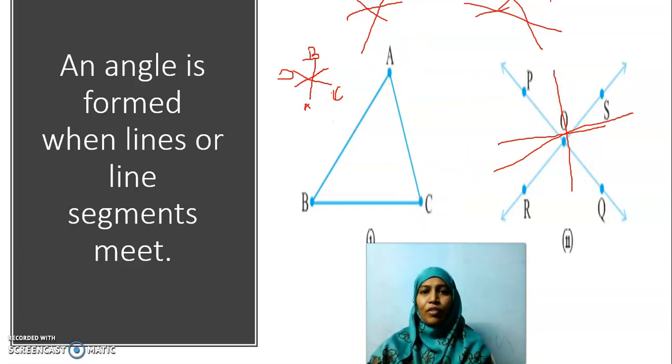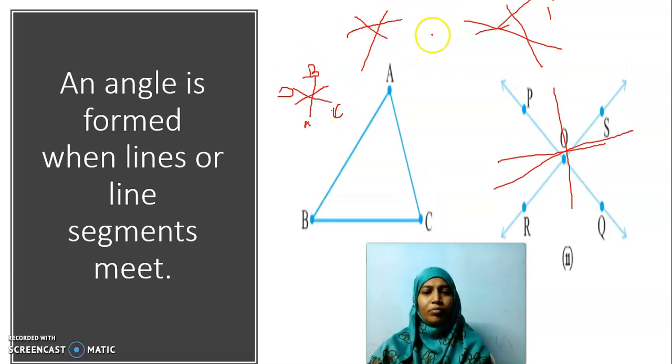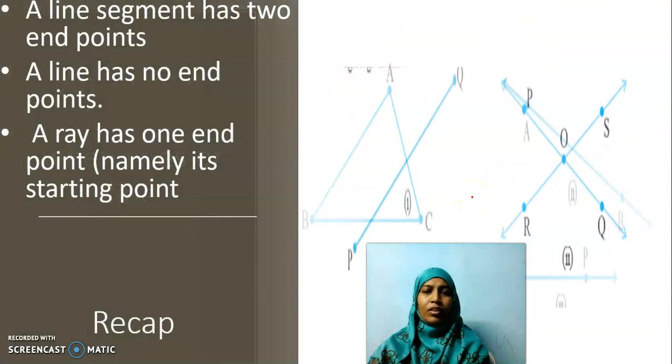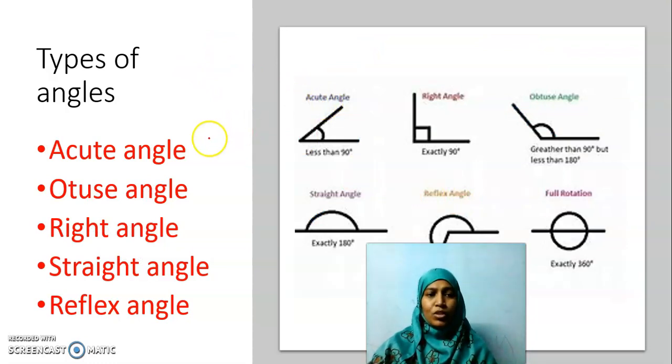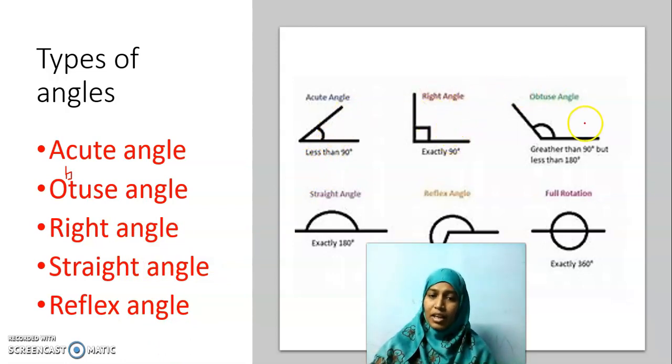So what are the different types of angles we have learned so far? Yes, we all know acute angle, obtuse angle. The spelling is O-B, obtuse angle, right angle, straight angle and reflex angle. The angle which is less than 90 degree, exactly 90, greater than 90, equal to 180, exactly 180 is a straight angle. And if we increase beyond that, we have a reflex angle. And the full angle, full rotation, we have 360.